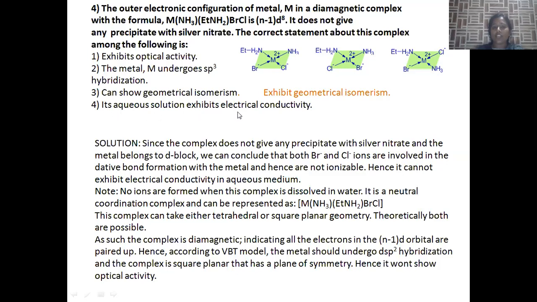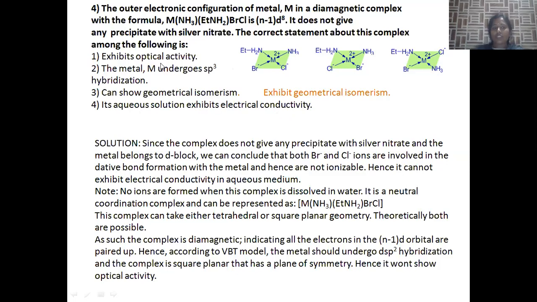Its aqueous solution exhibits electrical conductivity. This statement is in no way related to this problem, because all the ligands exist within the sphere, hence there are no free ions. If bromo or chloro were present outside of the sphere, then only it would be possible to get electrical conductivity. That's why the fourth statement is entirely wrong.